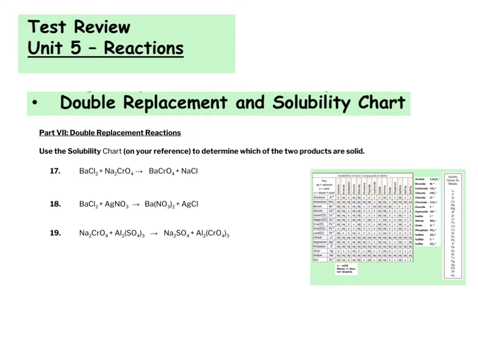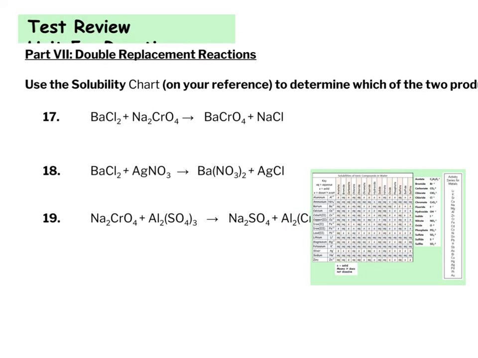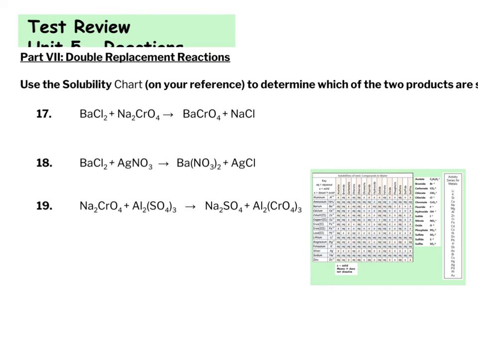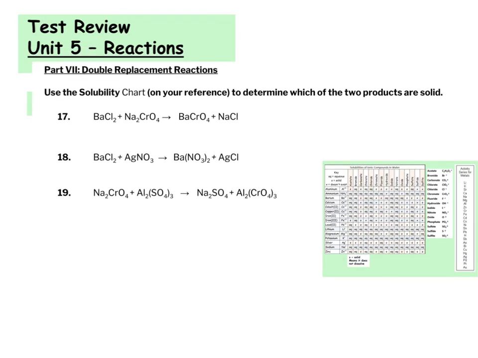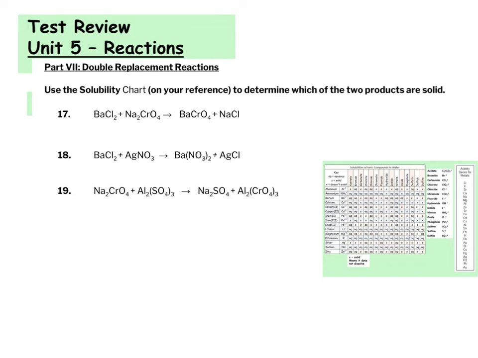Double replacement and the solubility chart. On the review, we have a few sample questions here, and it says use the solubility chart, which is down here, to determine which of the 2 products are solid. Now, you could determine if the reaction happens or not based on the solubility of the products. If both products are aqueous, that is soluble, then no reaction would happen. If one or more of the products is solid, then the reaction will happen, and the solubility chart can tell you which one of them is going to be that solid precipitate.